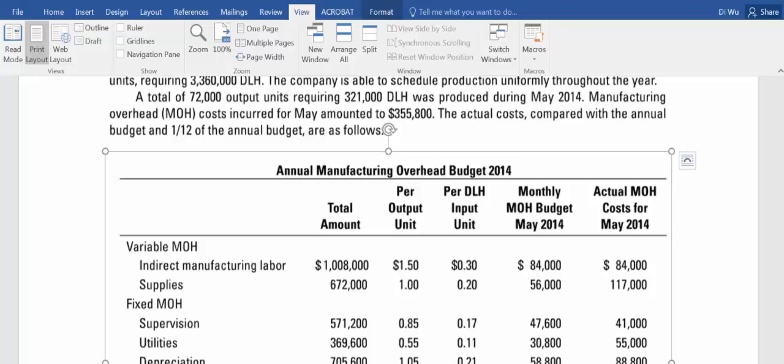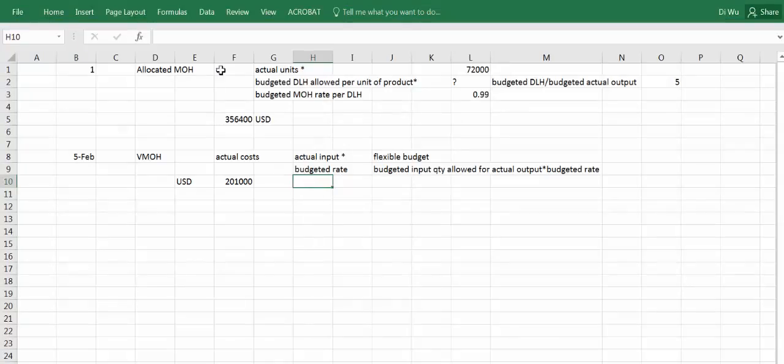So let's go ahead and figure out the calculation. As I said, you're going to use this actual input multiplied by the budgeted rate. That's how we find this middle value. So we multiply 321,000 by 0.3 plus 0.2. We have two components in the variable manufacturing overhead cost, one is indirect labor, one is indirect materials. Then that will give you the answer, which is 160,500.